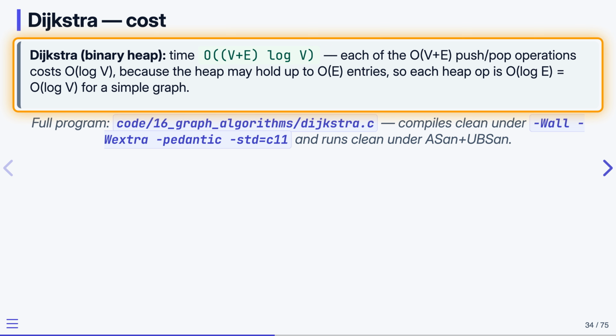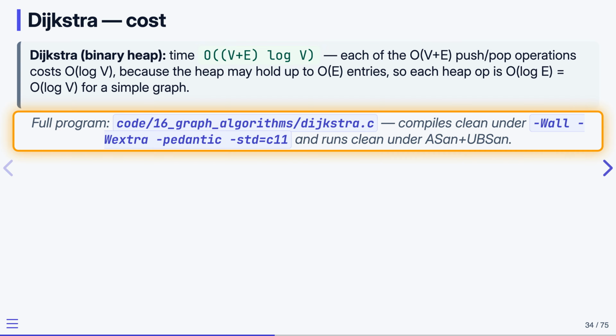The cost is big O of V plus E times log V. Each of the roughly V plus E push and pop operations costs big O of log V, because the heap may hold up to big O of E entries. So each heap operation is big O of log E, which is log V for a simple graph. The full program compiles clean under the strict warning flags, and runs clean under the address and undefined behavior sanitizers.